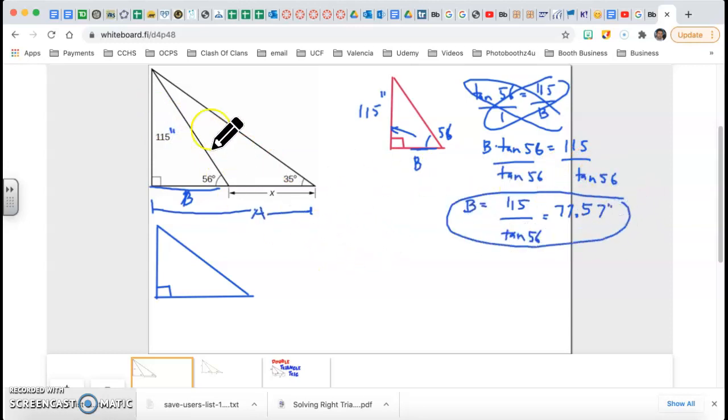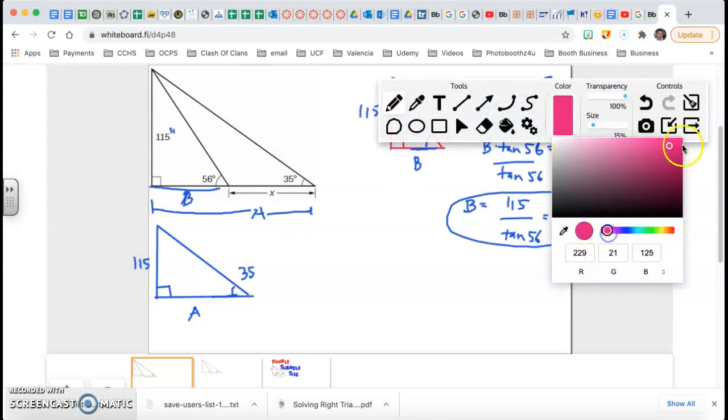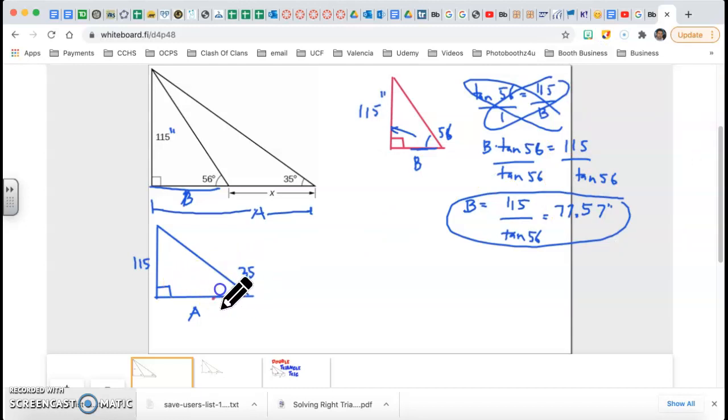Same idea on my big triangle. Now my big triangle, the base is going to be called a. The left side is 115, and now my angle instead of 56 is going to be 35. That's the difference. How can I relate 35 with this side? I have to do tangent, because this is the adjacent side and the 115 is my opposite side. So tangent of the angle 35 equals opposite over adjacent, which is a.